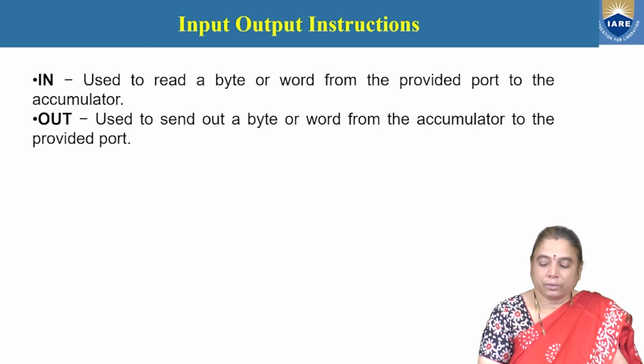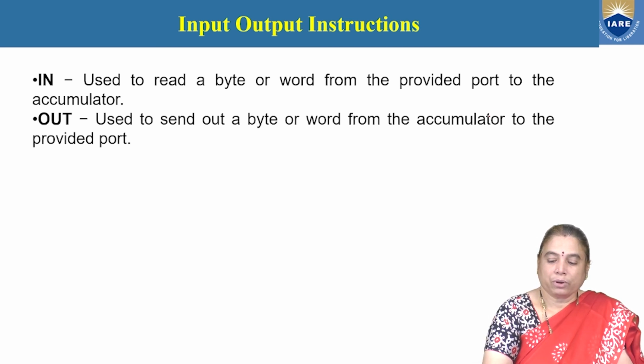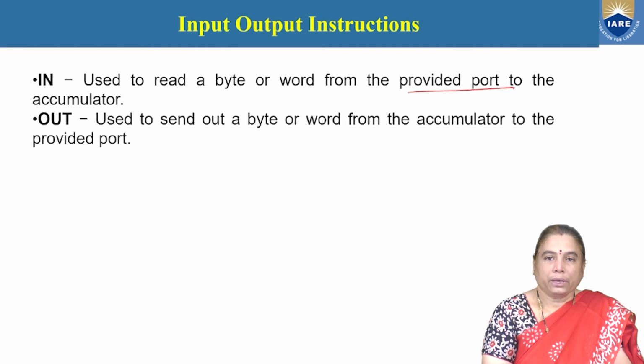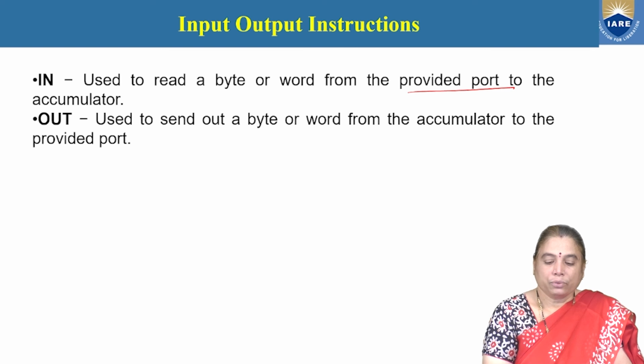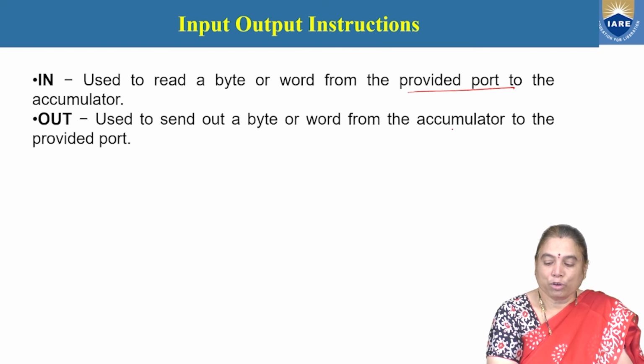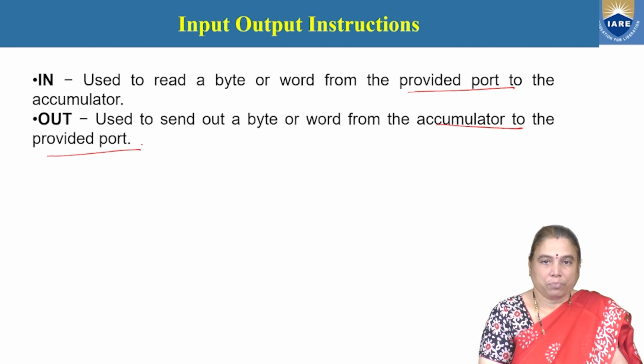Next category is how data transfer can take place between input-output registers. Here IN is used to read a byte or word from the provided port, to take the input from that port, the IN mnemonic can be used, and to send a byte or word from the accumulator to the provided port, the OUT instruction can be used. So these facilitate the data movement between input and output ports.